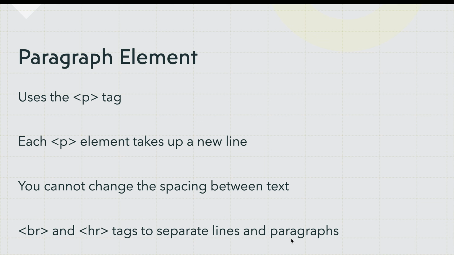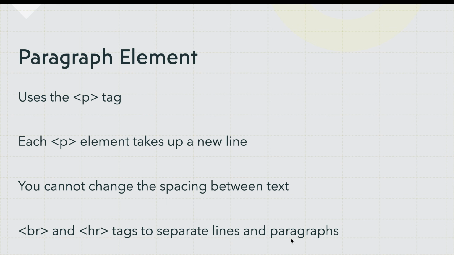They will not show, so you will not be able to, for example, write haikus or poetry with the paragraph element. You will have to write each line as a new paragraph, but you will not be able to use special spacing. However, you can use the BR and HR tags, which stand for line break and horizontal line, to separate lines and paragraphs from each other.